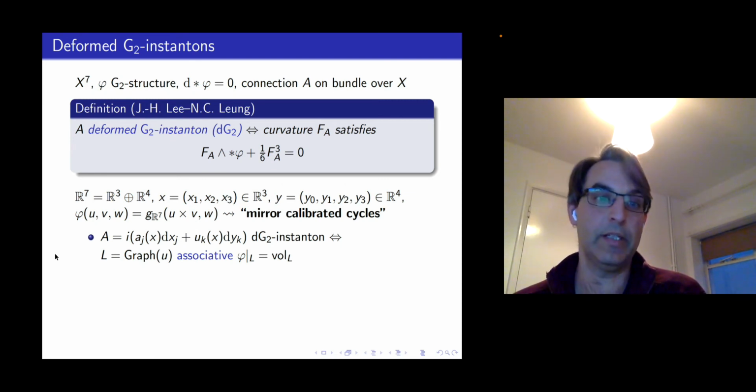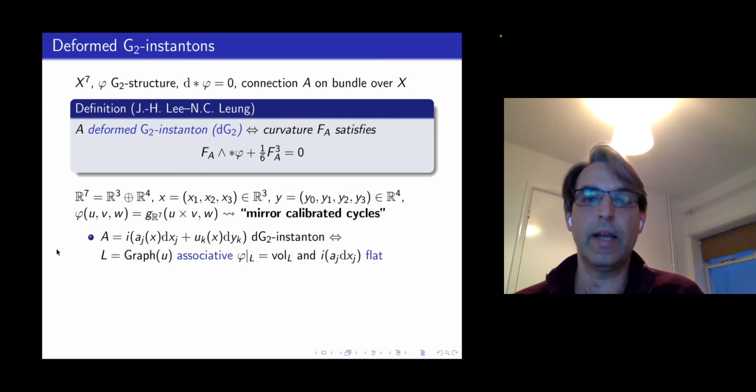So this is a calibrated submanifold in G2 geometry. So that tells me what the U has to be. What does the little a have to define? The little a has to define a flat connection on this associative submanifold. So we can see that DG2 instantons of this special type are exactly the mirrors to a pair of an associative submanifold and a flat connection, or at least an associative graph with a flat connection.